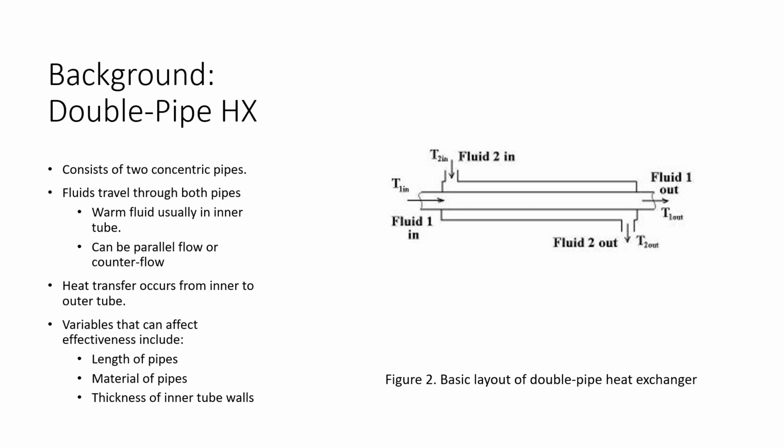Our project will look deeper into the use of double pipe heat exchangers. As seen in figure 2, the layout consists of two concentric pipes in which fluids will travel through both pipes. It is most common that the warm fluid travels in the inner pipe, either in parallel flow or counterflow to the colder. Because of this layout, the heat transfer occurs from the inner to outer tube, and some of the variables that can affect the effectiveness of these include the length of the pipes, the material of the pipes, and the thickness of the inner tube walls.